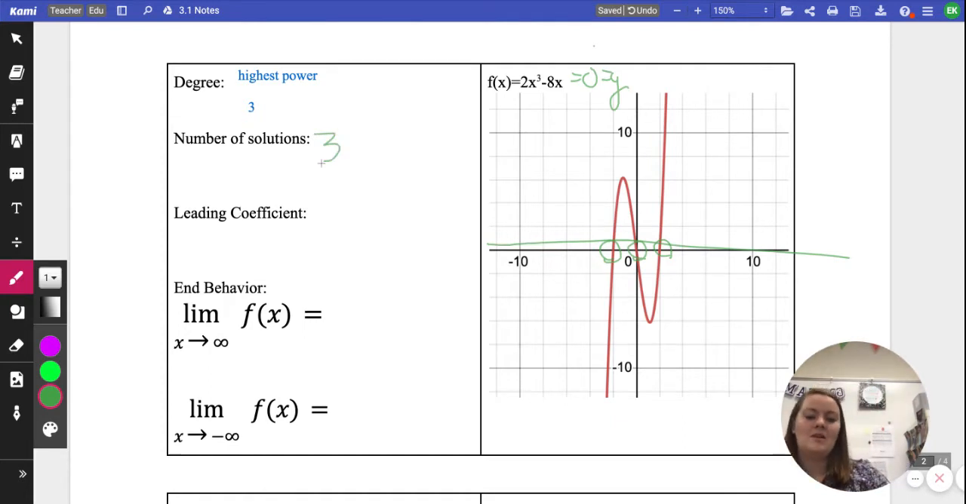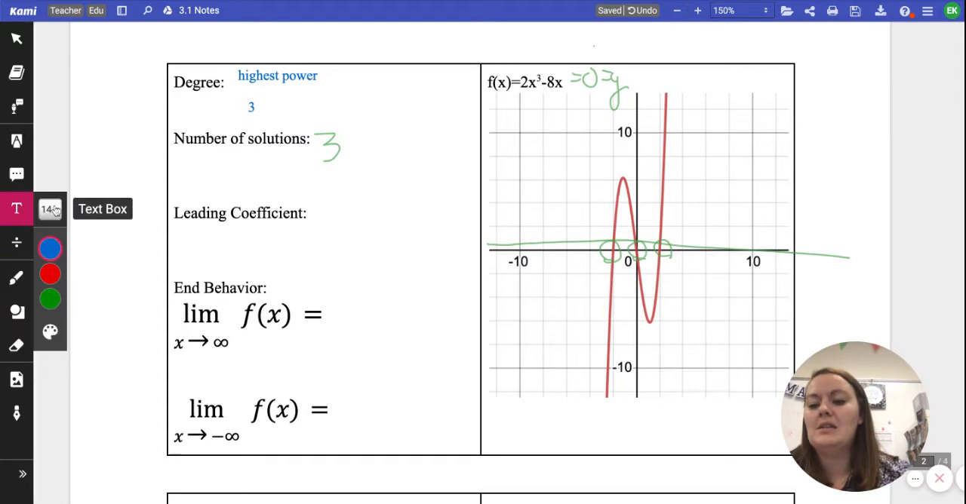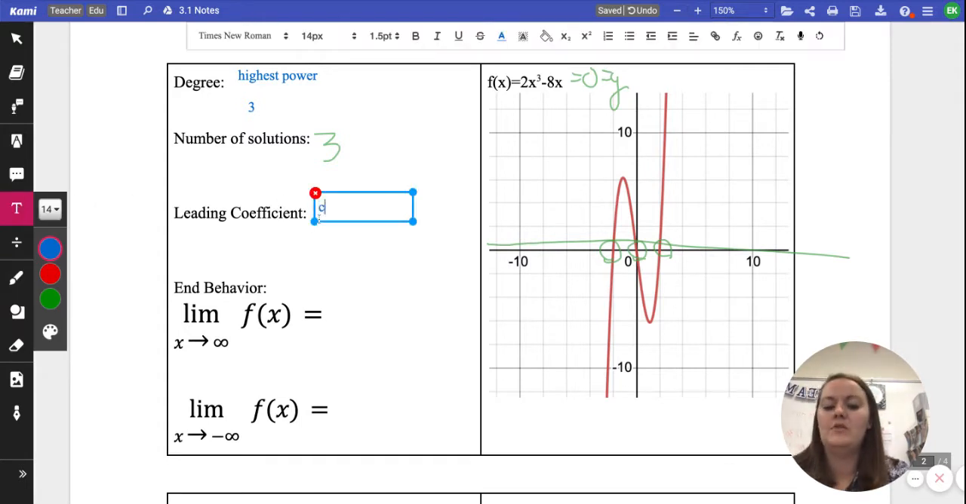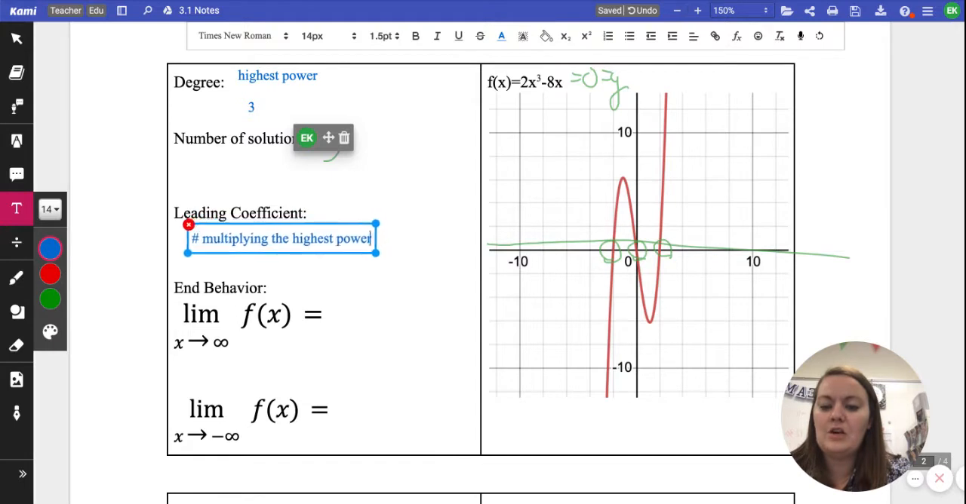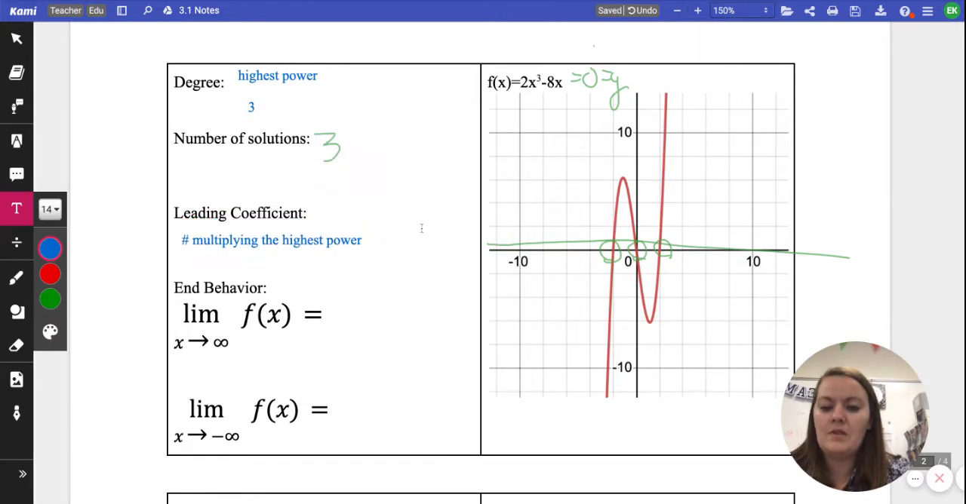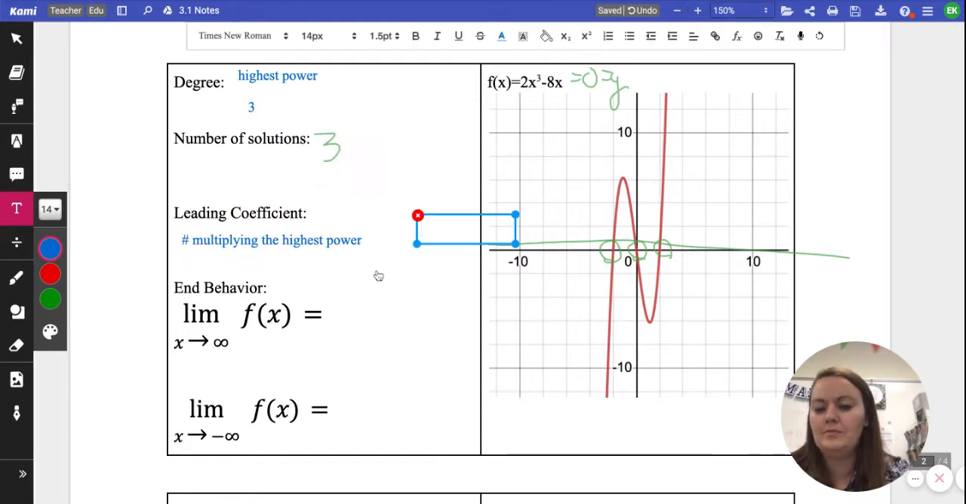Very interesting. Okay, and what is the leading coefficient? So basically what that is, is the coefficient, or the number, multiplying the highest power. That's what a leading coefficient is. So what is the leading coefficient in this case? Well, for us, that will be 2.